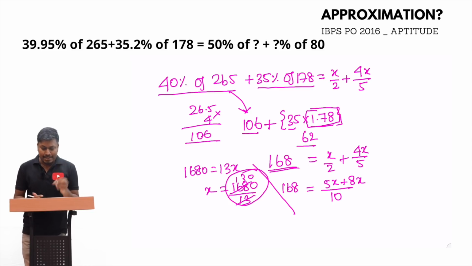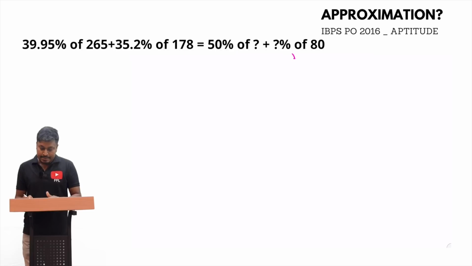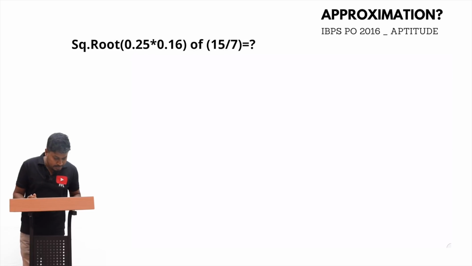So you need to be very careful in this area alone, right? In this area, how I directly wrote this as 62. This comes only with practice, right? Second question. What is the second question here?